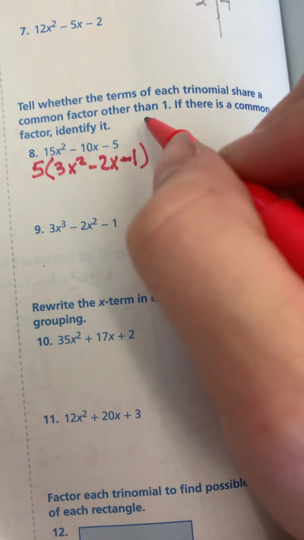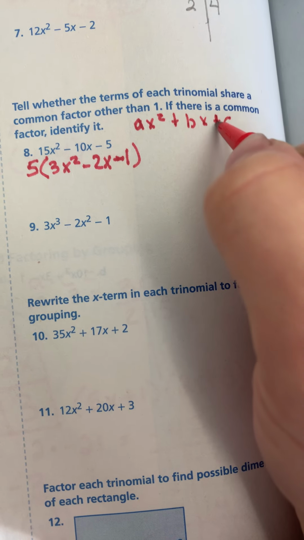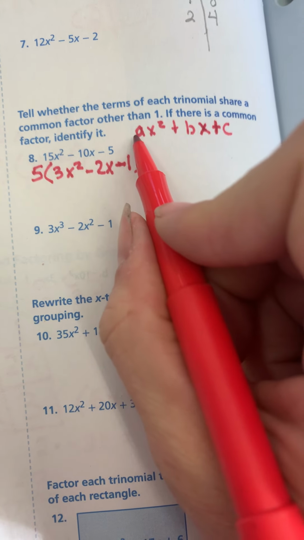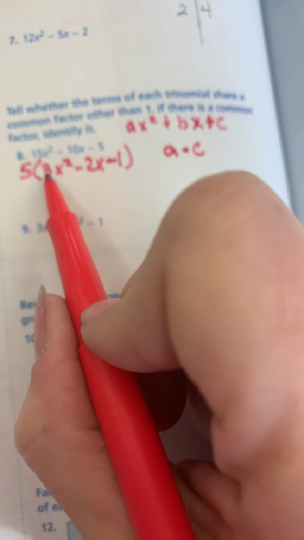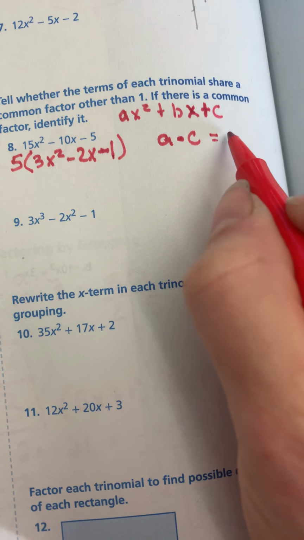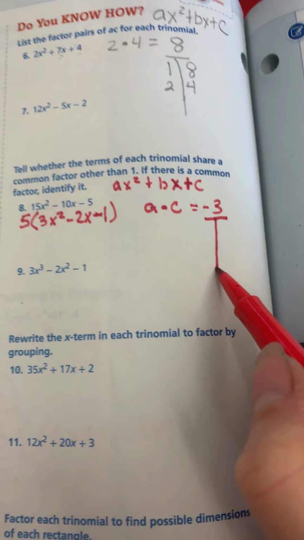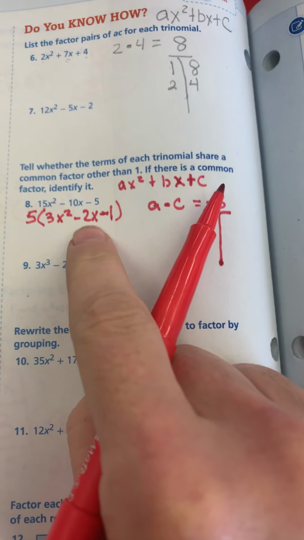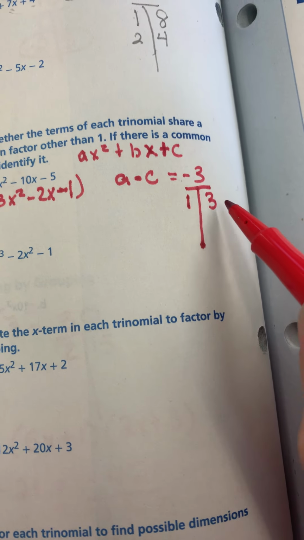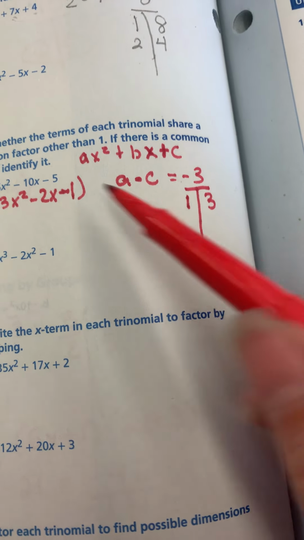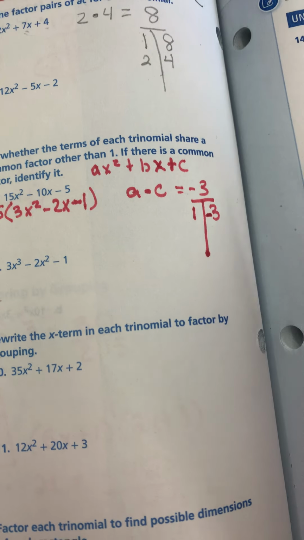The first thing we want to do is take the term that's here for A and the term that's here for C and multiply them. 3 times negative 1 is negative 3. And then we want the factors of negative 3 that add up to negative 2. So 1 and 3 can make 2. Since I want it to be negative 2, my 3 is going to be the negative number.